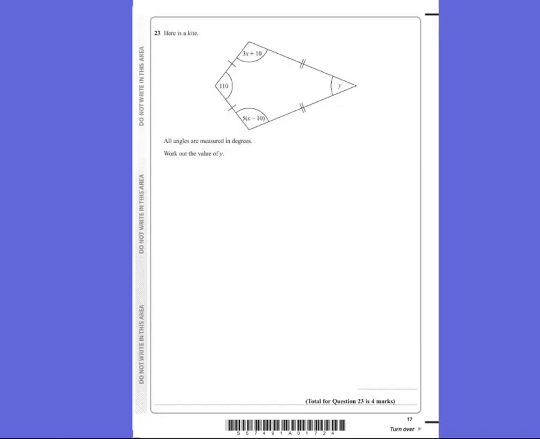Question 23. Here is a kite. All angles are measured in degrees. Work out y. Now, the first point here is that we've got a kite and these sides are the same as each other. So that means that these two angles here will be the same as each other. So the first thing I'm going to do is put these two angles equal to each other, which gives me an equation that I can solve.